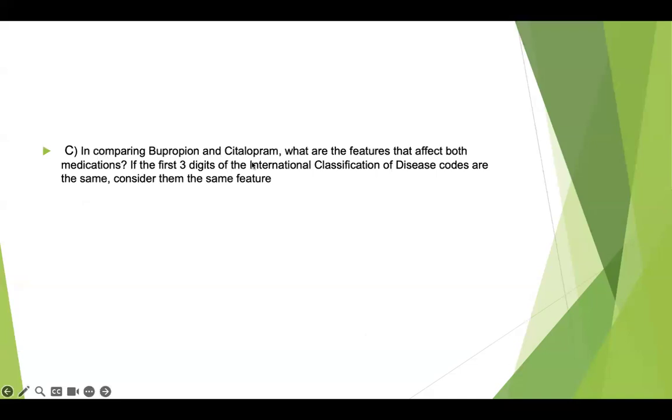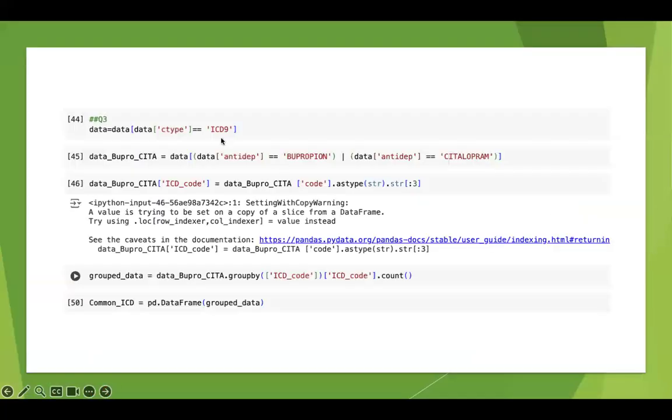In sub question C, comparing bupropion and citalopram, what are the features that affect both medications? If the first three digits of the International Classification of Disease codes are the same, consider them the same feature. So here we are including the rows where the C type is ICD-9, and in this new data frame, data buprosita, we are including the rows where anti-dep is either citalopram or bupropion.